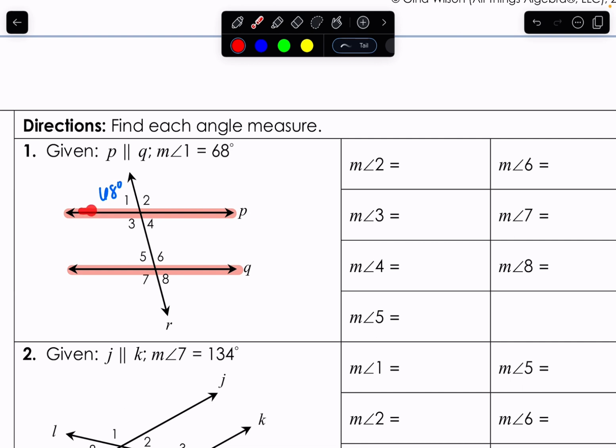Because angle 1 and angle 2 are on a straight line, that makes them supplementary. So remember, supplementary angles equal 180 degrees. So if we do 180 minus 68, we're going to get 112. So angle 2 is 112 degrees.